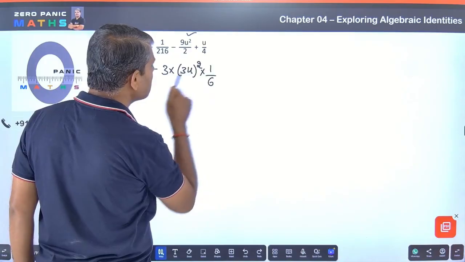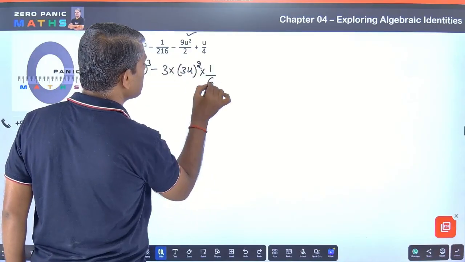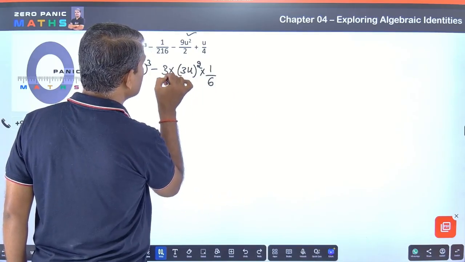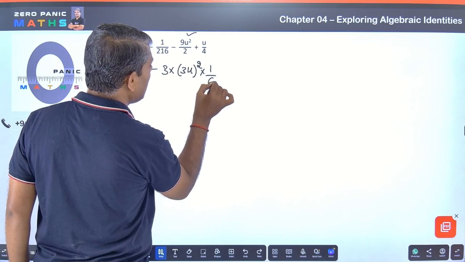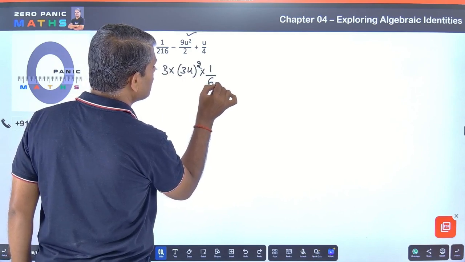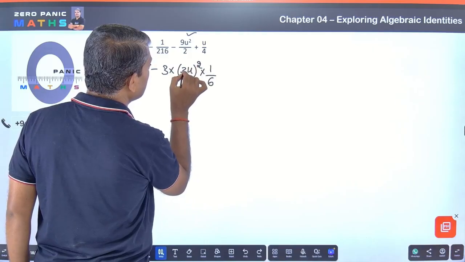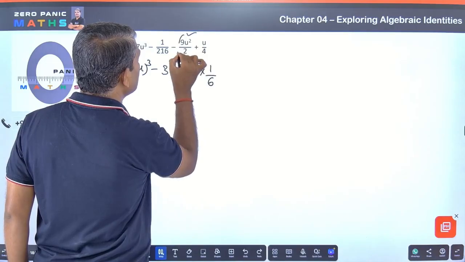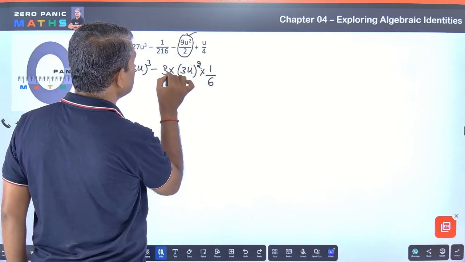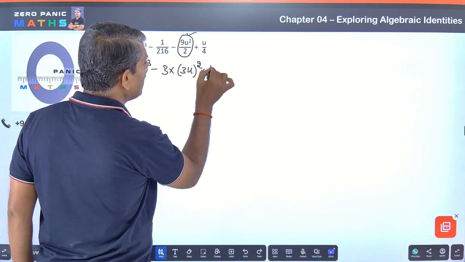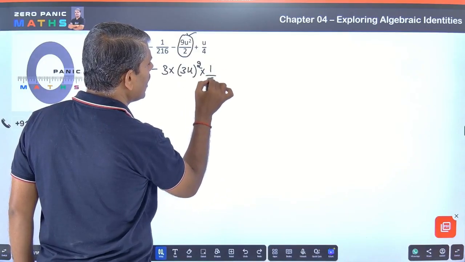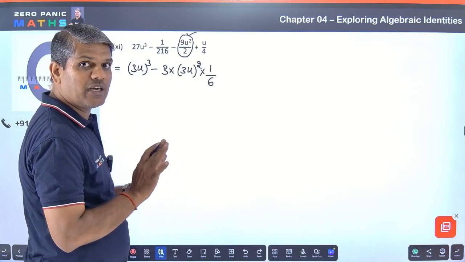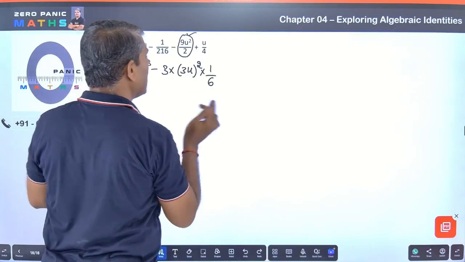Why am I writing this as 1 by 2? Because 3 ones are and 3 twos are will get cancelled here. You see that 3 ones are and 3 twos are will get cancelled, and what remains in the denominator is 2. And what is there in the numerator? 9u square divided by 2. So this term will actually give me 3a square b, and the value of b is 1 by 6 for me. Understood this? Okay, you have to make such adjustments with trial and error, then only you will get the answer.